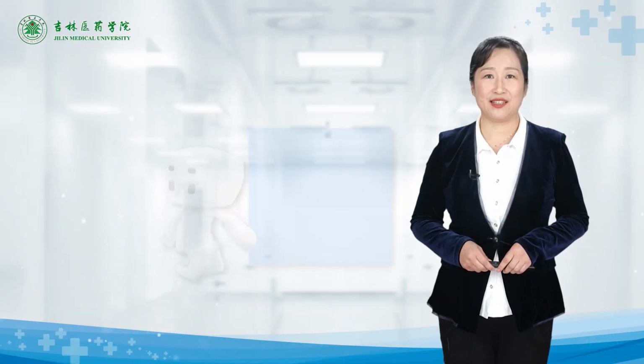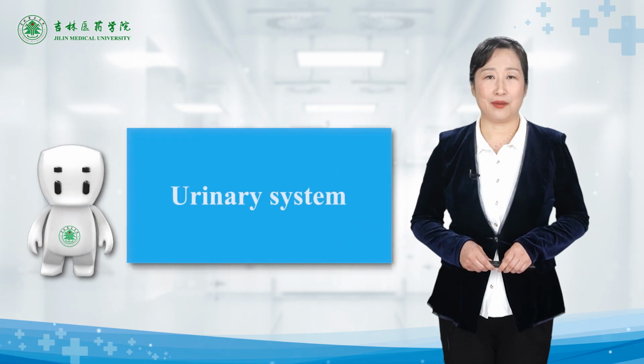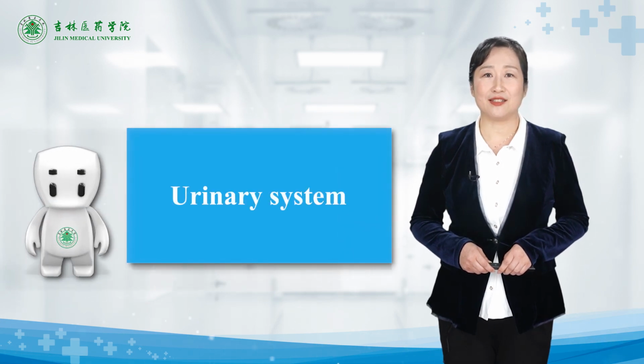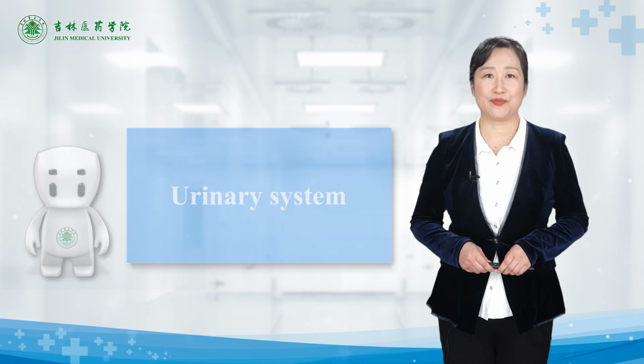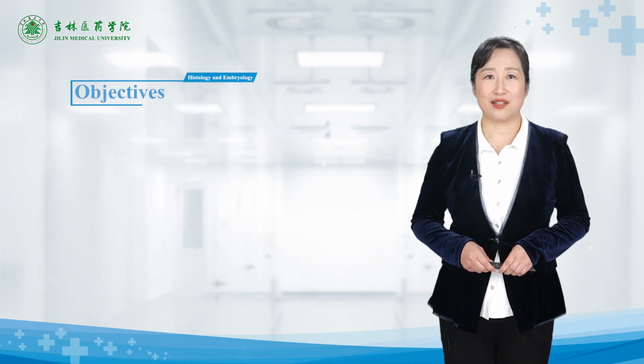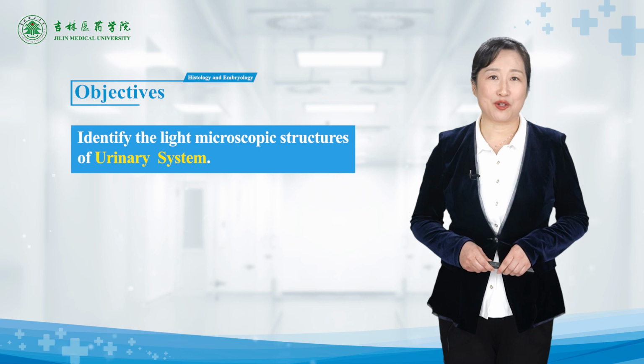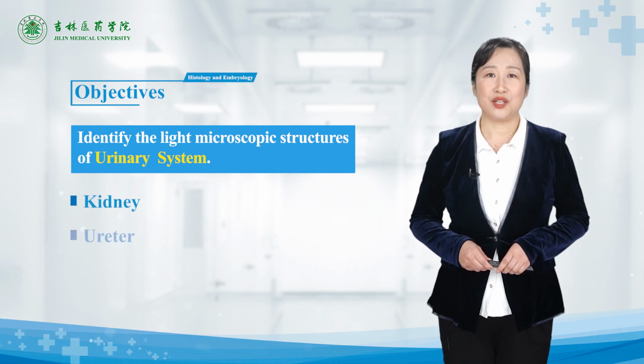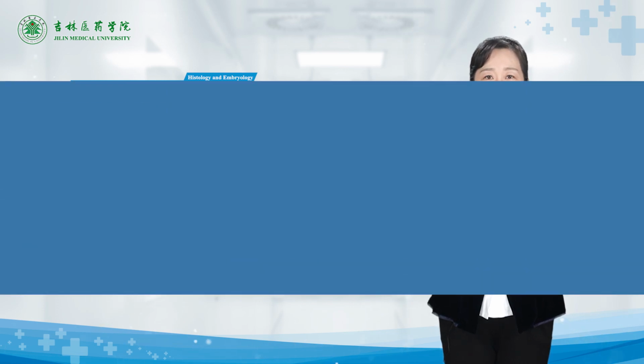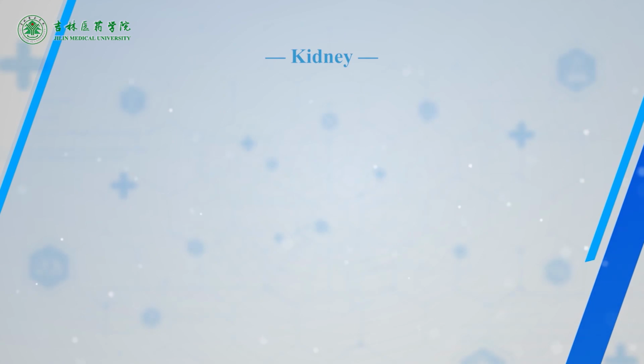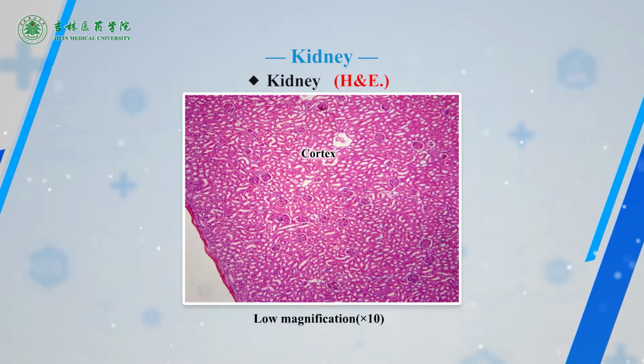Hello everybody! In this lab, we'll observe the histology slides of the urinary system. Objectives: identify the light microscopic structures of the kidney, ureter, and urinary bladder. The first slide, kidney, obtained from a section of kidney, HE staining.